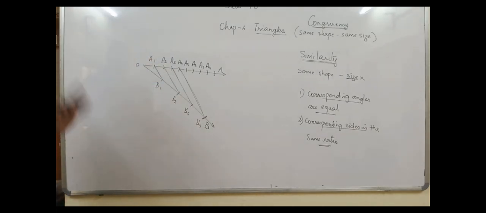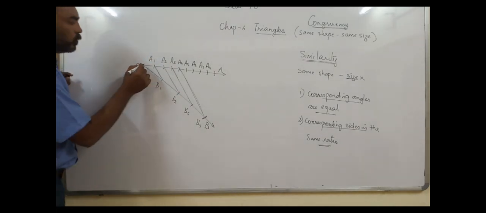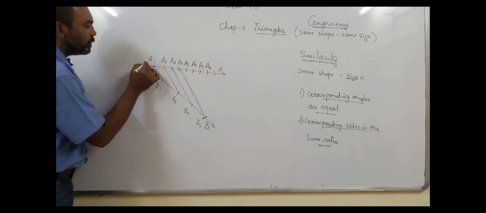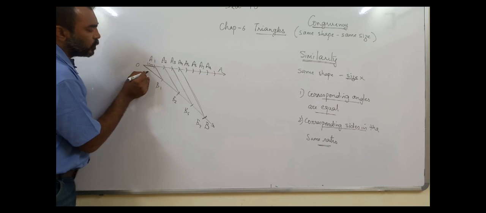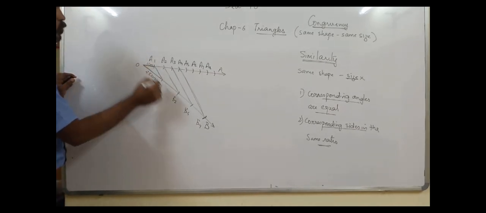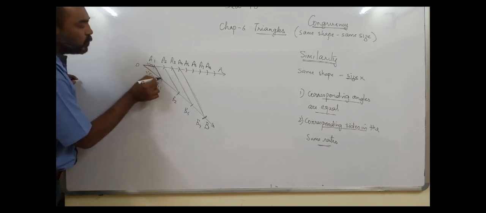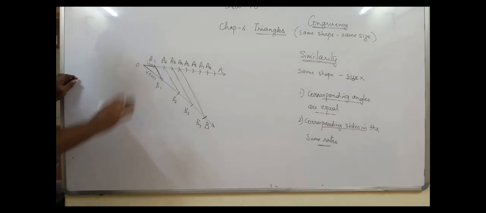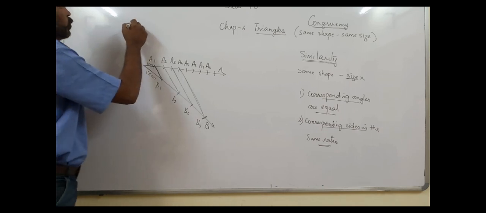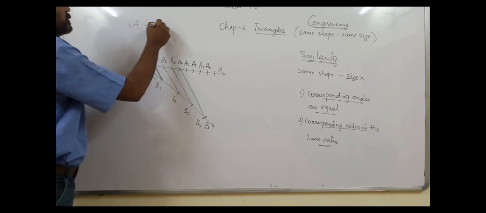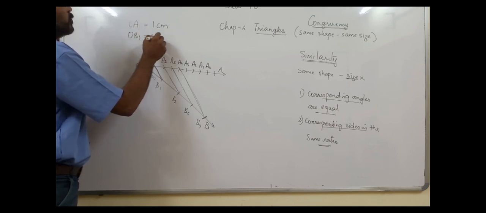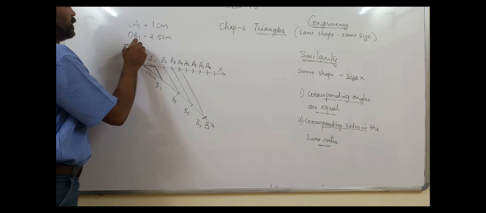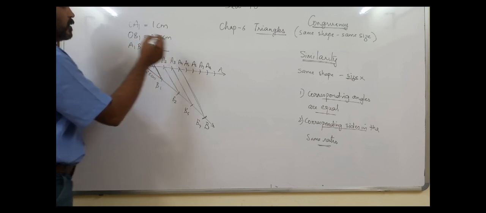Okay? So you join. Now, you know we have taken OA1 as 1 centimeter and OB1 as 2.5 centimeter, right? We have taken 1 centimeter and 2.5. So with the scale measure A1B1 and mention it here. So OA1 was 1 centimeter, OB1 we had taken 2.5 centimeter, measure A1B1 and write down whatever it is.